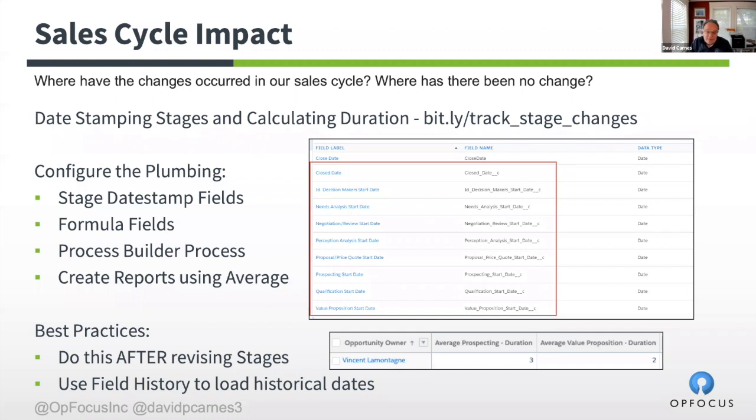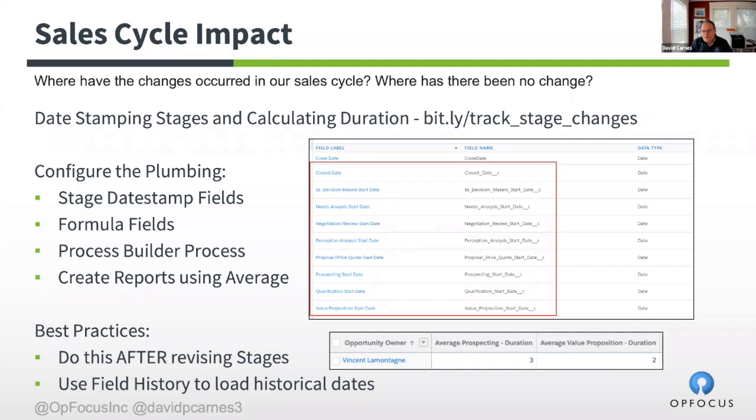If you're going to consider this, I strongly suggest as a best practice, do this after you update your sales methodology. So if you have a new head of sales coming in and she wants to implement a new sales methodology, I'd suggest making the changes to your sales methodology and then doing the plumbing work, because if you're changing around stage names and whatnot, that impacts the date stamp fields and the calculations.